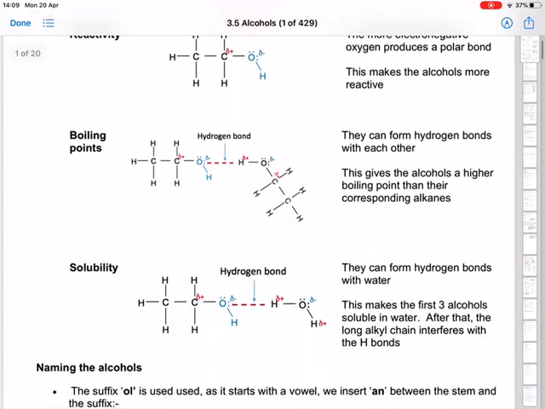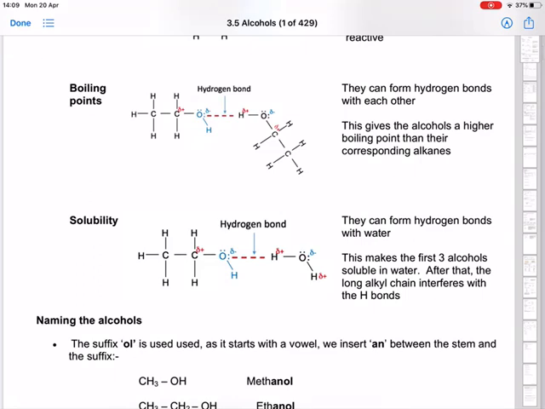Because of the OH, they can form hydrogen bonds with themselves, which means they're going to have quite strong intermolecular forces for small molecules, which means their melting and boiling points are going to be higher than their corresponding alkanes. Alcohols are all liquids because of hydrogen bonding.